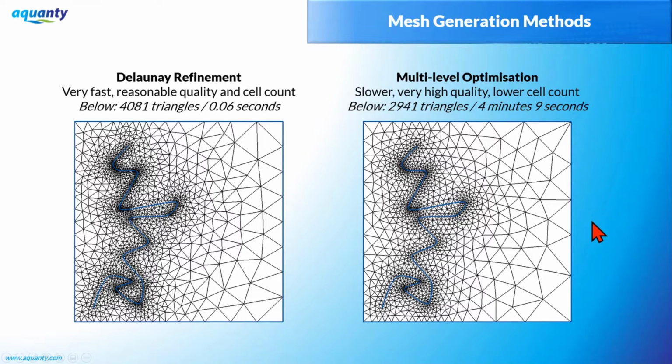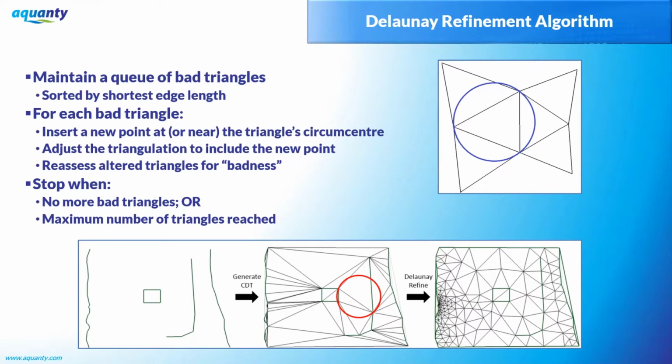Now, when you're dealing with a relatively small mesh such as this one, that kind of difference is not really too much of a big deal, but once you start dealing with larger and more complex meshes, that can really magnify the difference in time to generate a mesh. So now I'm just going to explain how each of these two algorithms work, starting with the Delaunay refinement.